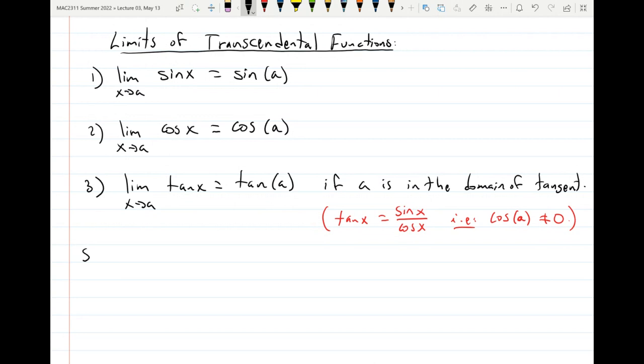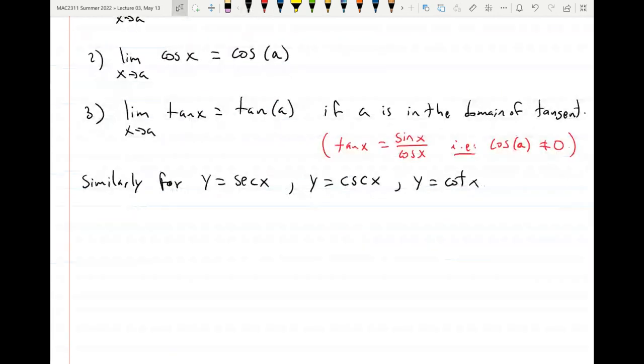So similarly for the functions y equals secant, y equals cosecant, and y equals cotangent. Same idea. You just plug in as long as the value is in the domain of those functions.